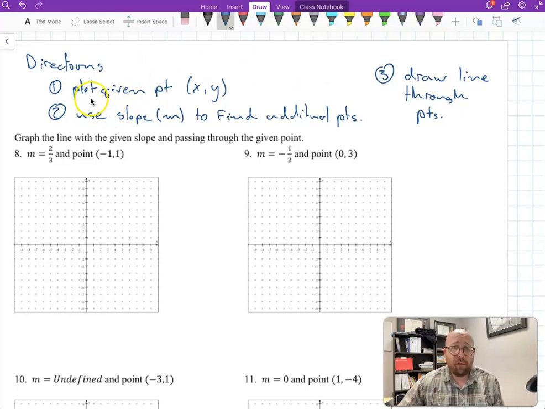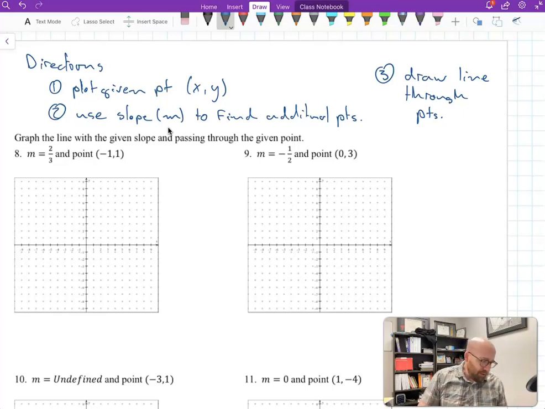The first step is to plot the given point. We're going to use slope to find additional points. Slope is a direction. It's telling you how to go from one point to the next. And then once we have a sufficient number of points, we can draw a line through the points. Again, ideally, everything should line up in a straight line.